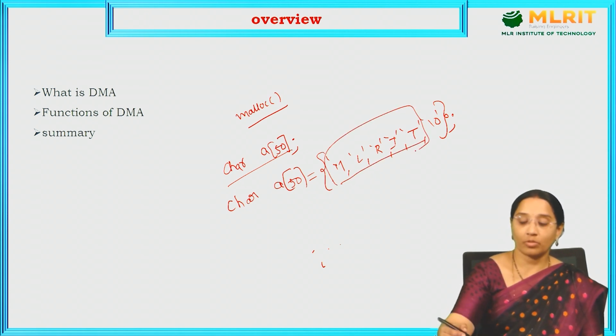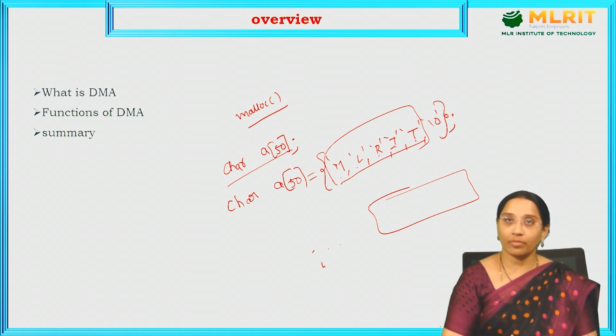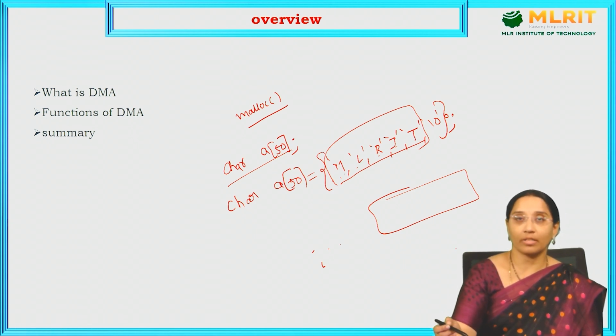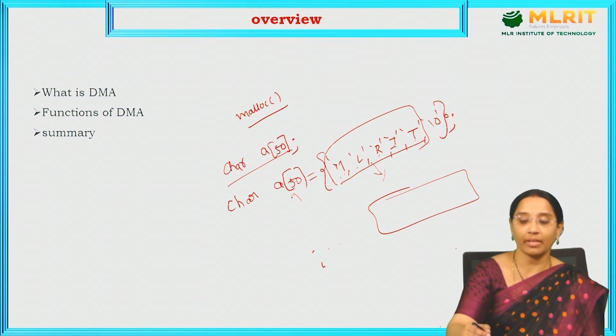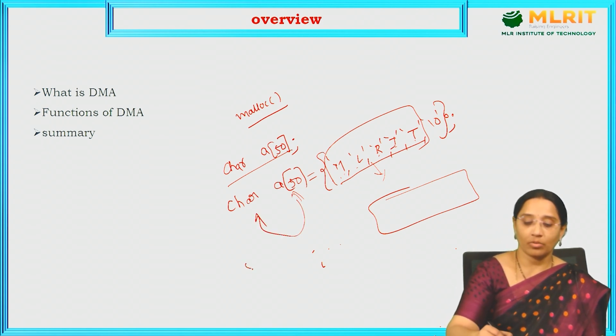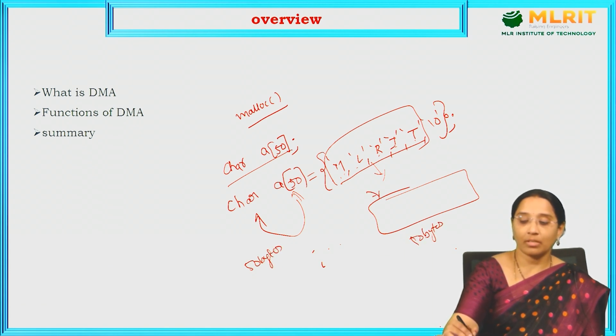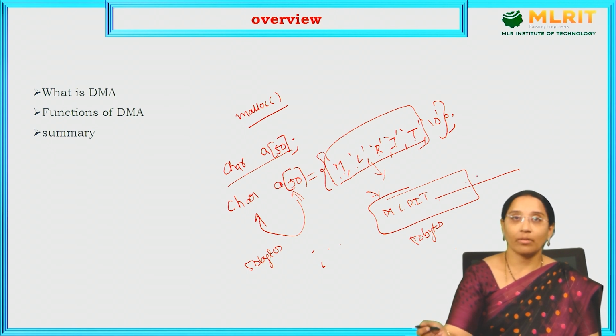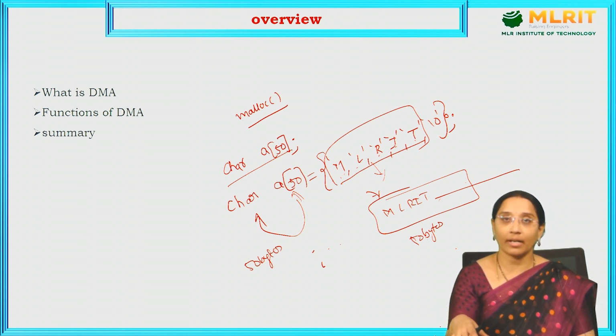To store this data in memory, a character takes 1 byte, which means we need 8 bits to store the data. Here I am storing only 5 characters, but to store these 5 characters I have fixed the size of the memory as 50. 50 into 1, so 50 bytes were reserved for this string mlrit, and all the rest of the places are wastage. To reduce this wastage with static memory allocation, we moved to the concept of dynamic memory allocation.